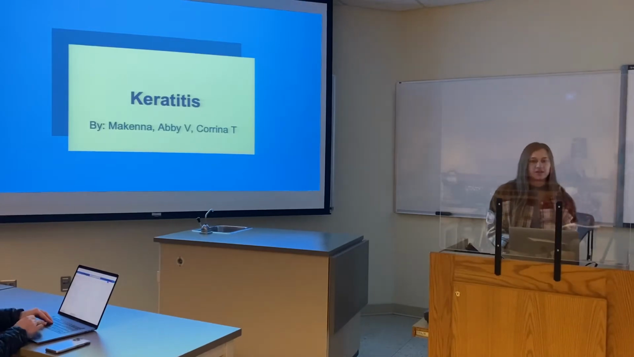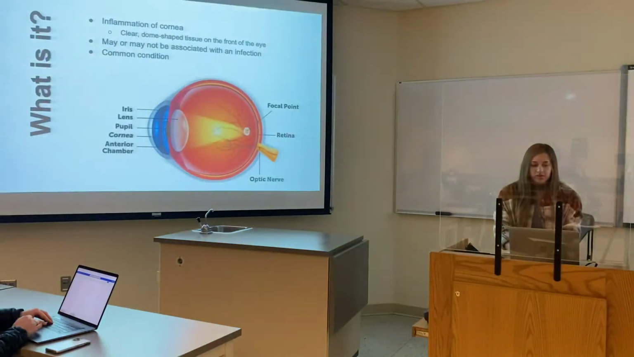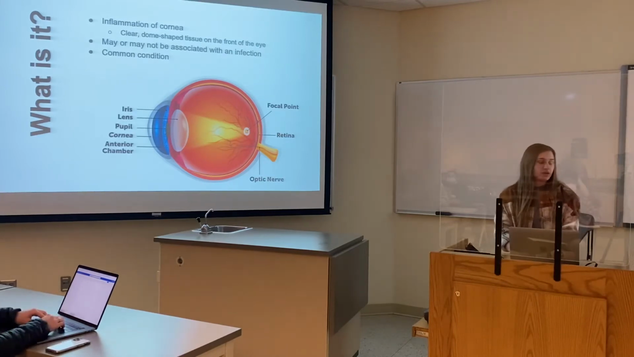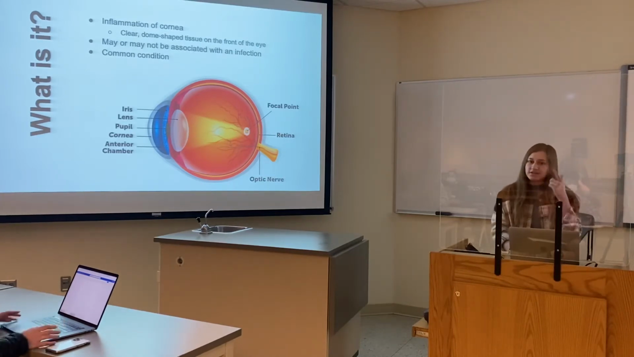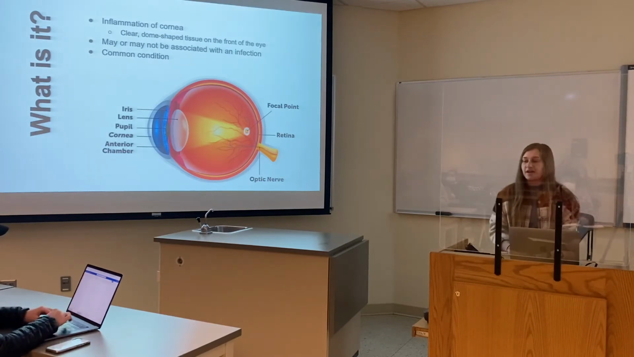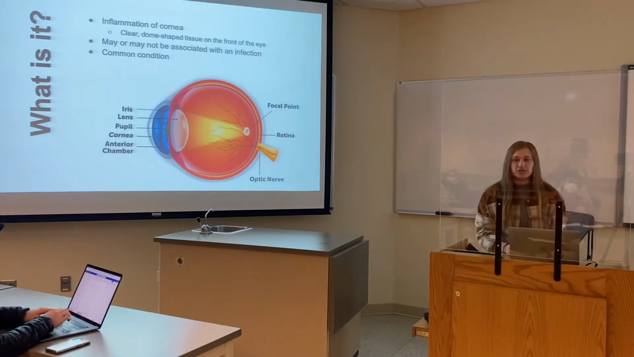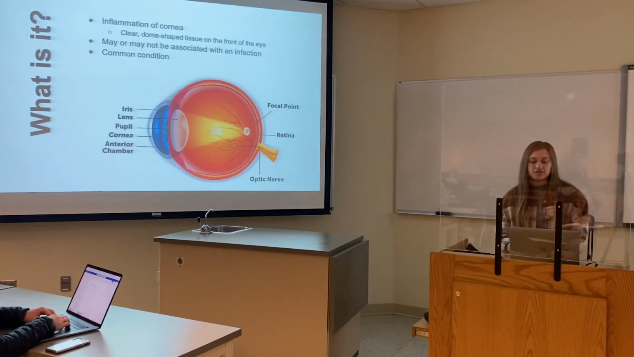I'm going to be talking about keratitis. So what is keratitis? Keratitis is an inflammatory condition that affects the cornea of your eye. The cornea is the clear part of your eye that covers both the iris and the pupil. Keratitis is a very common condition, and it's usually caused by either an infection or an injury to your eye.